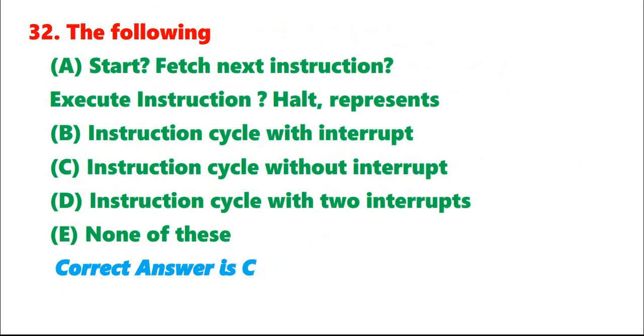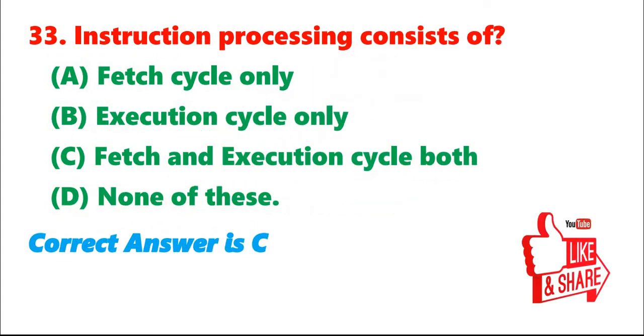32. The following: start, fetch next instruction, execute instruction, halt, represents A. Instruction cycle with interrupt. B. Instruction cycle without interrupt. C. Instruction cycle with 2 interrupts. D. None of these. Correct answer is C. 33. Instruction processing consists of A. Fetch cycle only. B. Execution cycle only. C. Fetch and execution cycle both. D. None of these. Correct answer is C.